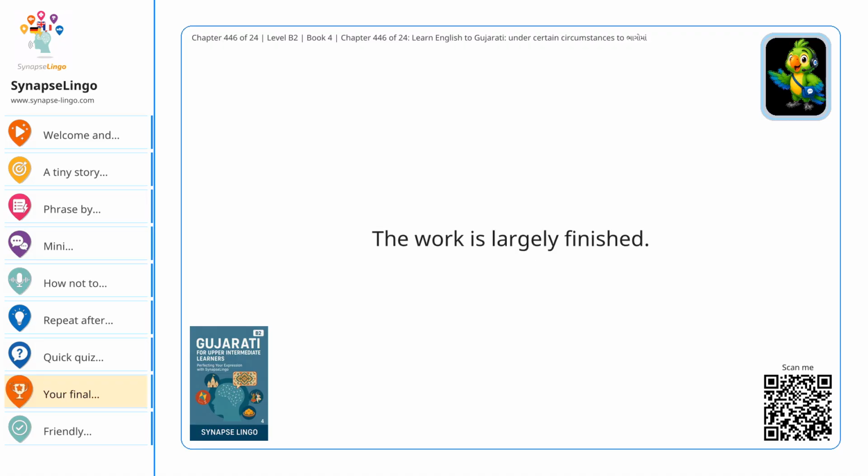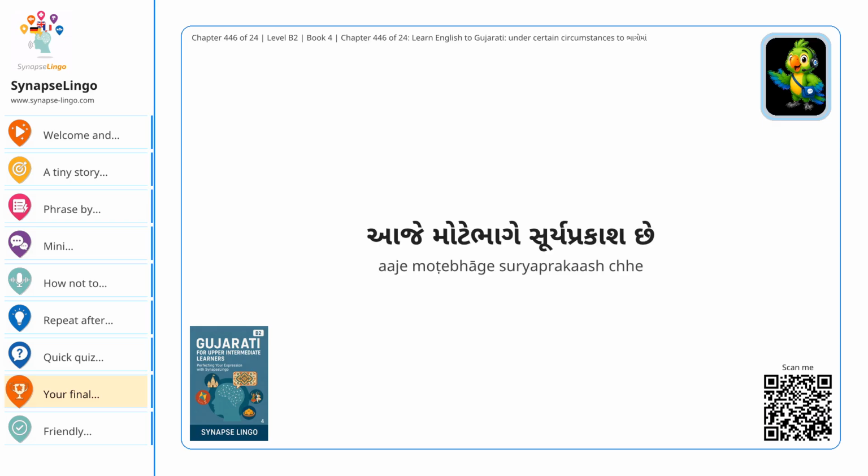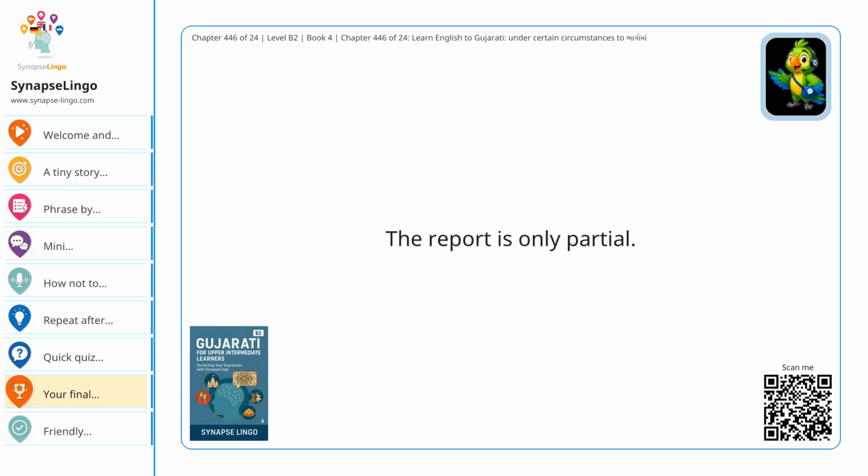The work is largely finished. કામ, મોટા ભાગે, પૂરું થયું છે. It is mostly sunny today. આજે મોટે ભાગે સૂર્યપ્રકાશ છે. The report is only partial. અહેવાલ માત્ર, આંશિક, છે. The book was published in parts. પુસ્તક, ભાગોમાં, પ્રકાશિત થયું.